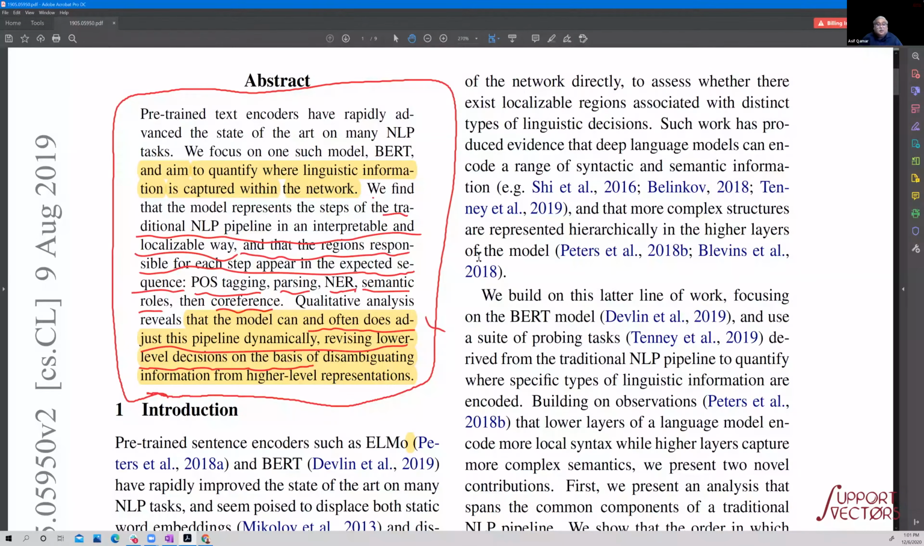Right? In other words, this is a long and short way of saying what we have been saying, and that is that more complex structures are represented hierarchically in the higher layers of the model. But hopefully, guys, this is clear by now, right? This is what I have been explaining.